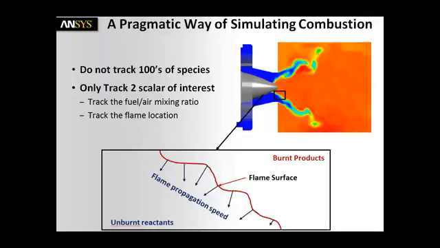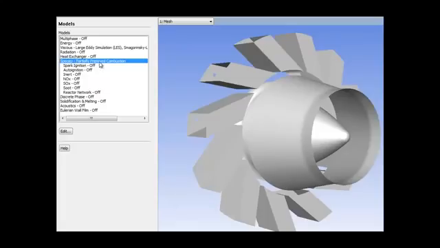Now, just a little bit of theory before we start looking at the simulation. What we'll do here is obviously not track the hundreds of species involved in the combustion. That would be too expensive, but we'll track two scalars of interest. We will track the fuel-air mixing ratio, which will give us information like flame speed, post-flame temperature, etc. And of course we will also track the flame location, and actually the flame surface, as you can see on the schematic at the bottom of the picture.